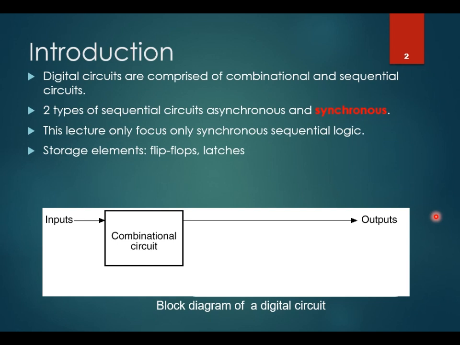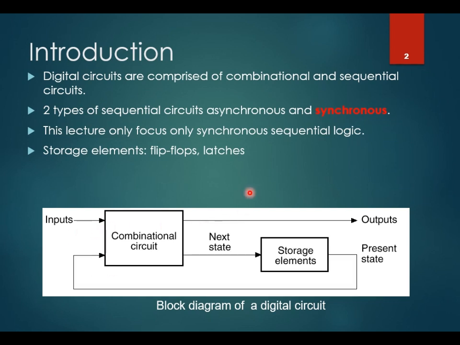Digital circuits are comprised of combinational and sequential circuits. So the figure shows the combinational circuit that depends on the input to produce the outputs, while for sequential circuits, on top of the combinational logic, it has the storage elements such as flip-flops and latches. Sequential circuits can be further divided into two types: synchronous sequential circuit and asynchronous sequential circuit. This lecture will focus on synchronous sequential circuit, which has clock as a global signal that synchronizes the transfer of the next state to the parallel state.